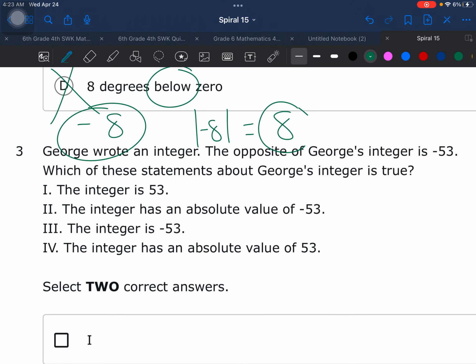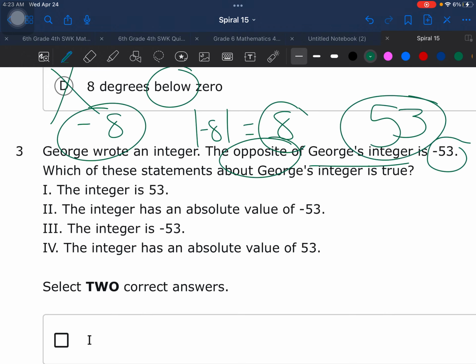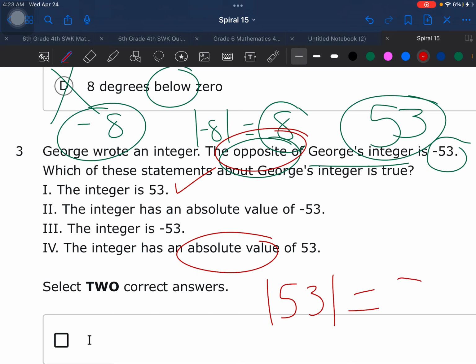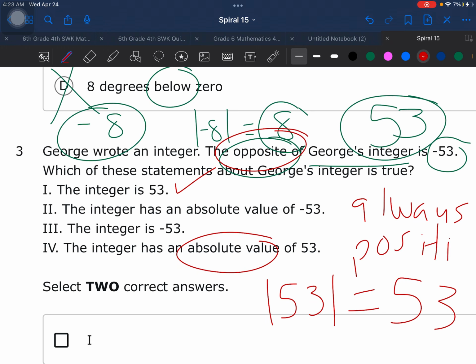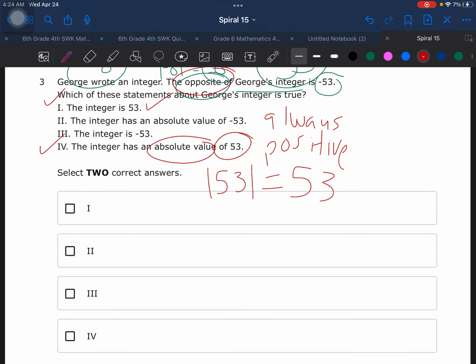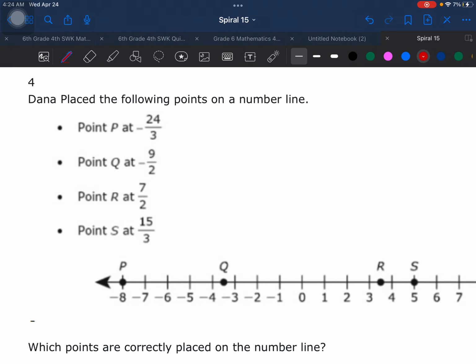La número 3, chicos. We already did this, I believe. The opposite of George's integer is -3. So George's integer is 53. Does that make sense? Because it's the opposite. So number 1. And then absolute value, like I said, will always be positive. So if it's always positive, and it has an absolute value of 53. Number 1 and number 4. Select 2 correct answers, 1 and 4. Boom.